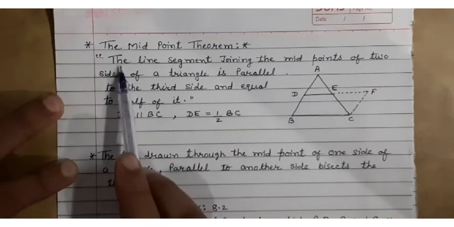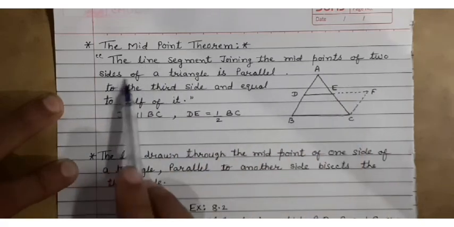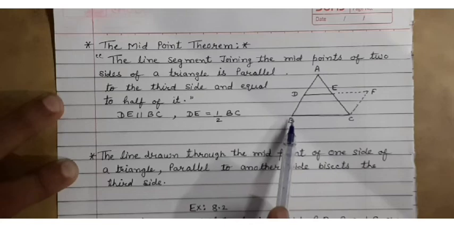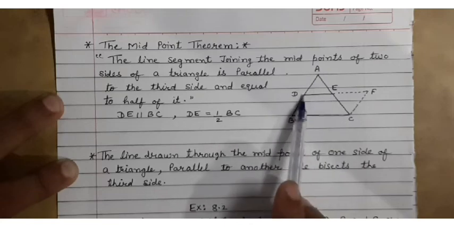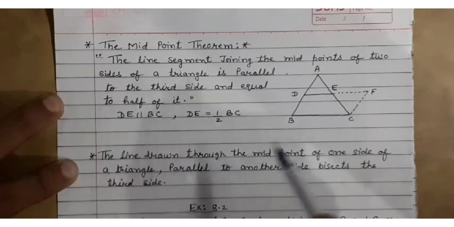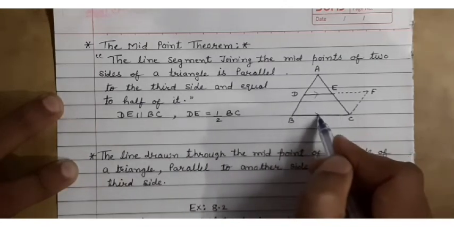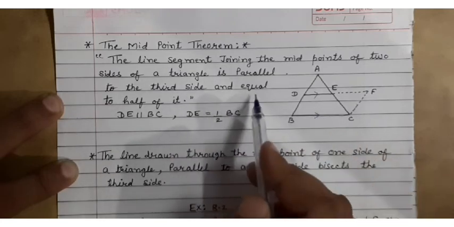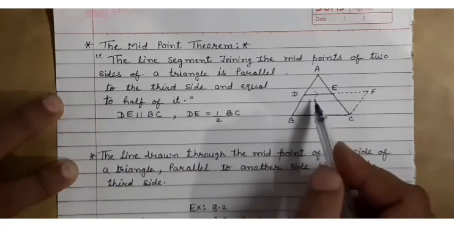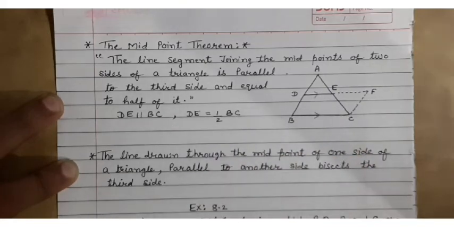Again I am explaining, the line segment joining the midpoints of two sides of a triangle. Likewise AB and AC, this is the line segment DE, which is parallel to the third side. It is given to you. If these are the midpoints, definitely this will be parallel to the third side and half of it.